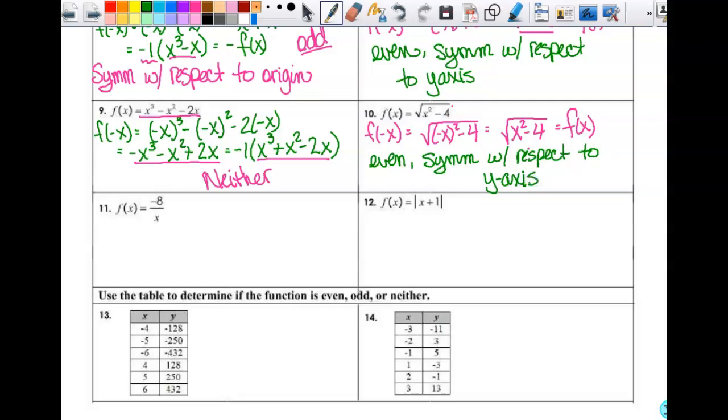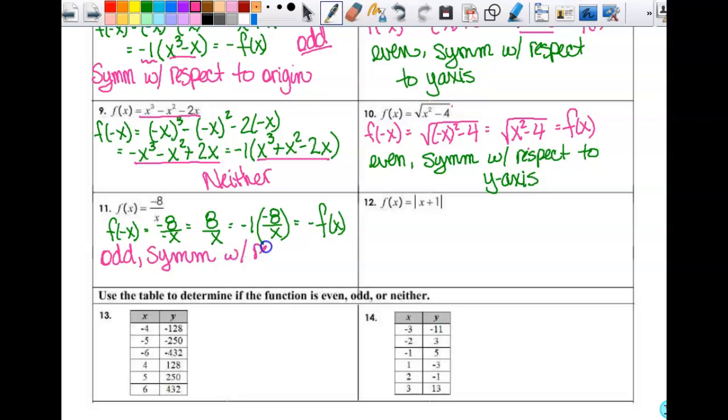All right, number 11. F of negative x gives me negative 8 over negative x, which is equal to 8 over x. So these are not identical. However, if I factor out a negative 1, that will give me negative 8 over x, and so that does equal negative f of x. So then that means that it is odd, and it is symmetric with respect to the origin.